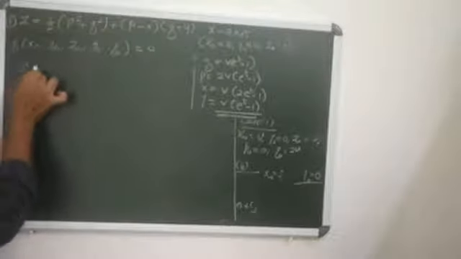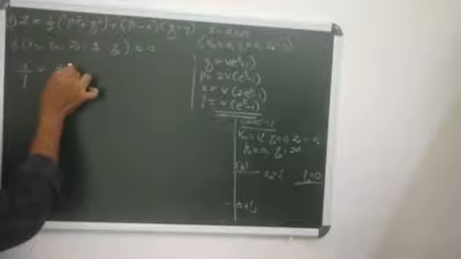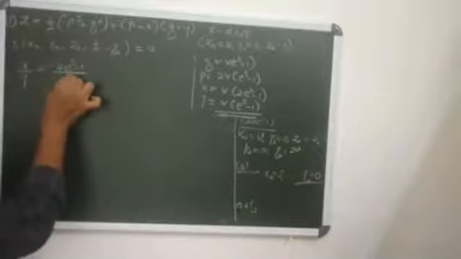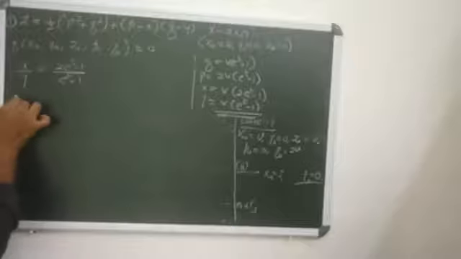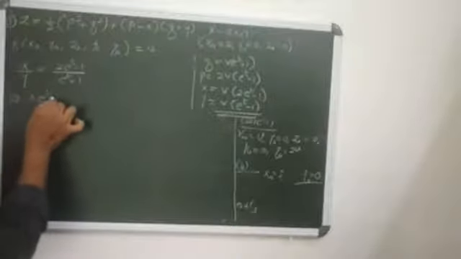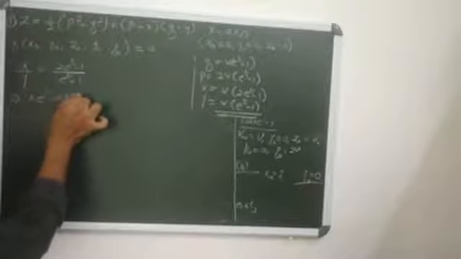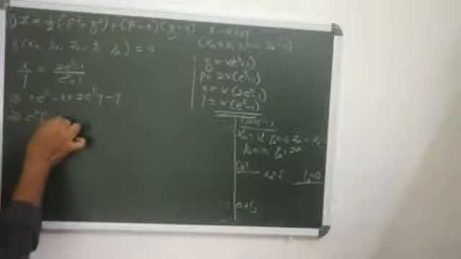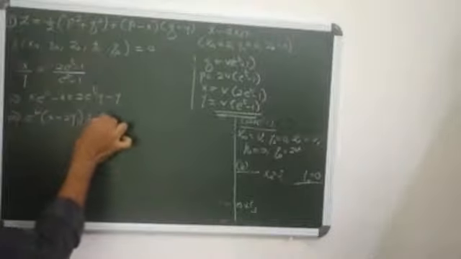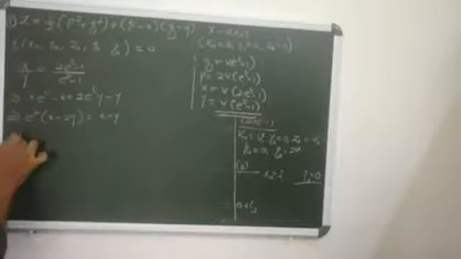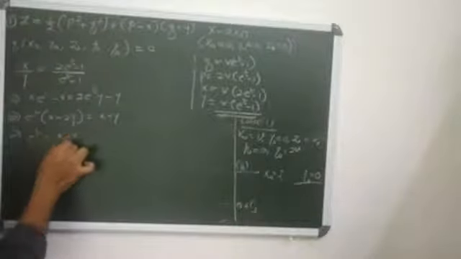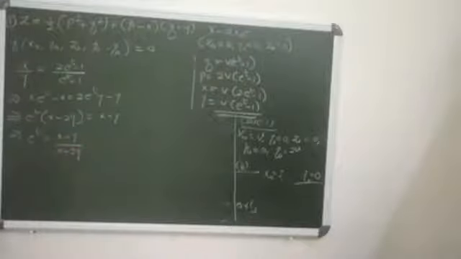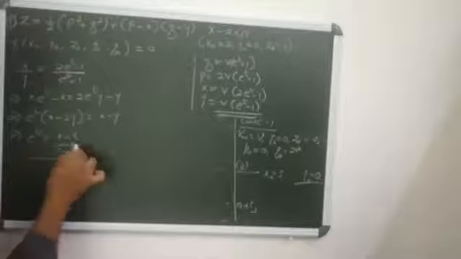What is x by y here? X by y equals 2 e power t minus 1 divided by e power t minus 1. We are cancelling each other. That means x e power t minus x equals 2 e power t y minus y. That means e power t into x minus 2y equals x minus y. So what is e power t? E power t is x minus y by x minus 2y. Okay, so e power t is obtained here.